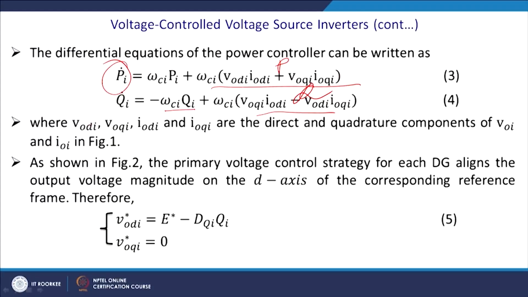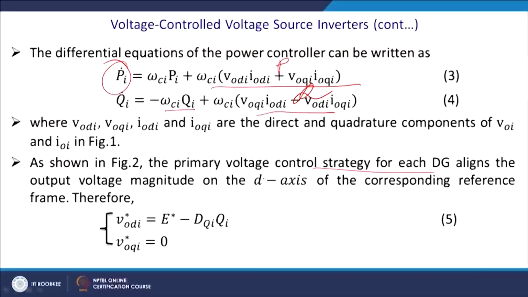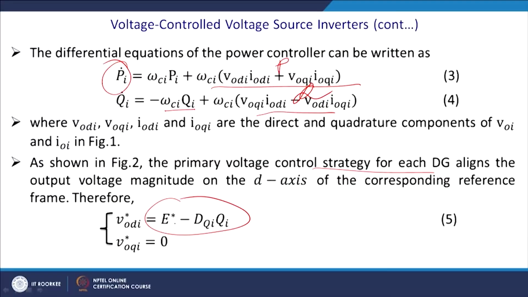Where VDi and VQi, IDi and IQi are the direct and quadrature axis of the VOi and IOi, and in figure 2 we have seen that the primary voltage control strategy for each distributed generator aligns the output voltage magnitude to the D axis corresponding to the reference. So, you have aligned your axis with the D axis and you have unity power factor operation, and thus this is the droop. VODi should be E minus dQ into Qi, and VOQ should be equal to 0. So, this is the voltage control block diagram of the inverter.